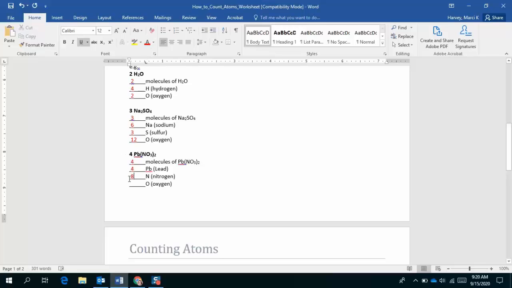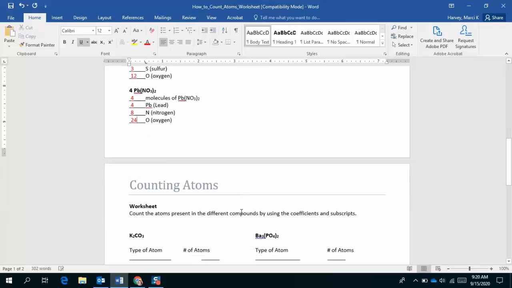And I'm going to do the same thing with oxygen. I have 3 oxygens inside the parentheses, multiplied by the subscript of 2 and the coefficient of 4, which will be a total of 24 atoms of oxygen. 3 times 2 is 6, times 4 is 24. So that's how you count atoms in a variety of formulas using subscripts and coefficients.